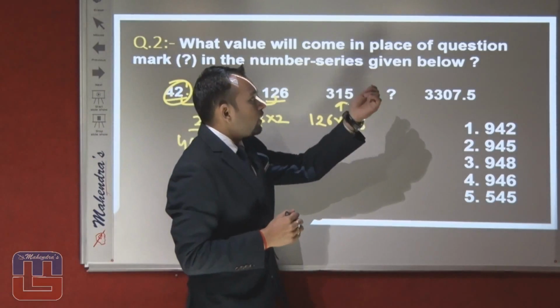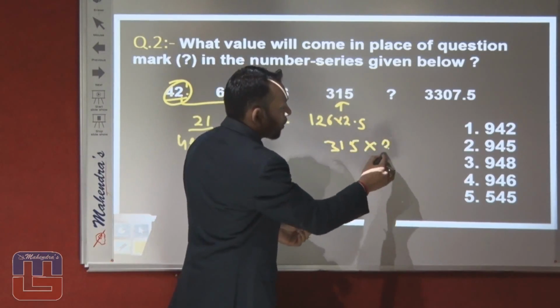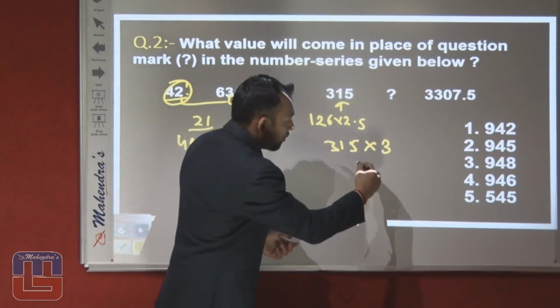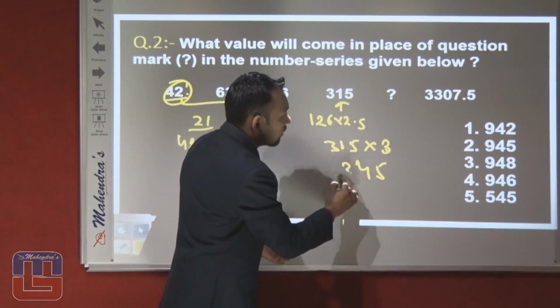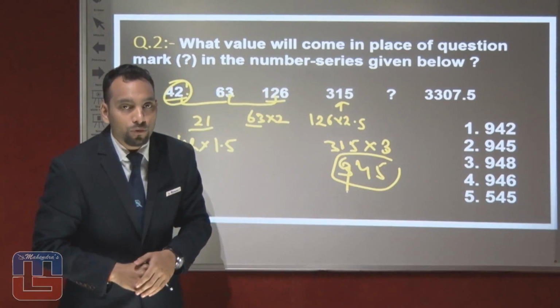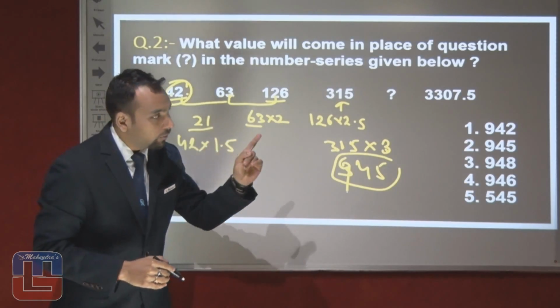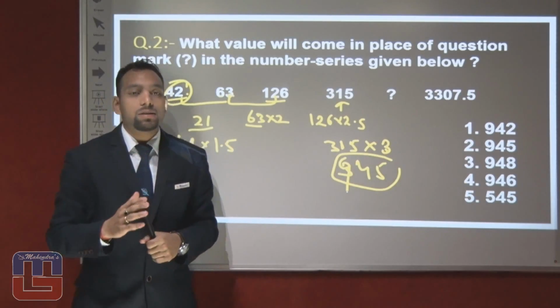Right? So if you have to find the value of the question mark, here you will get 315 into 3: 15 into 3 is 45, and there you will get 3. So the answer will be 945. Now look at the options. Clearly 945, the second one. So the second one will be the correct answer of this question.